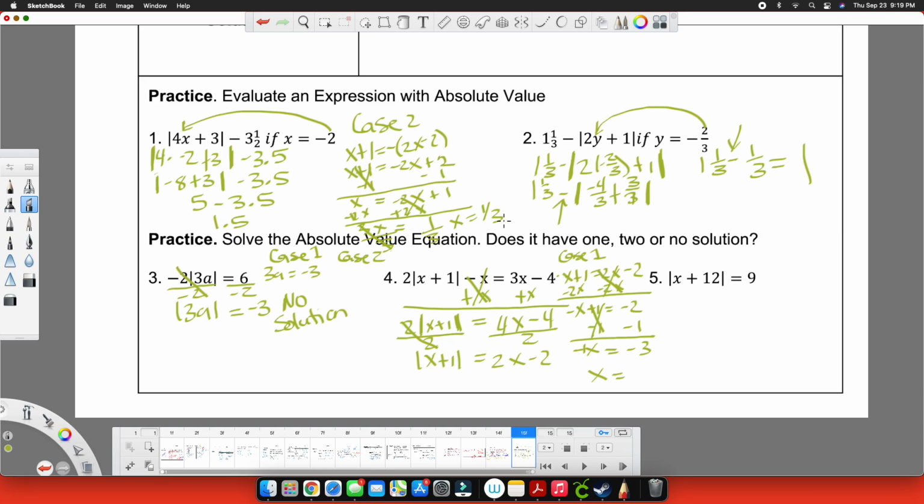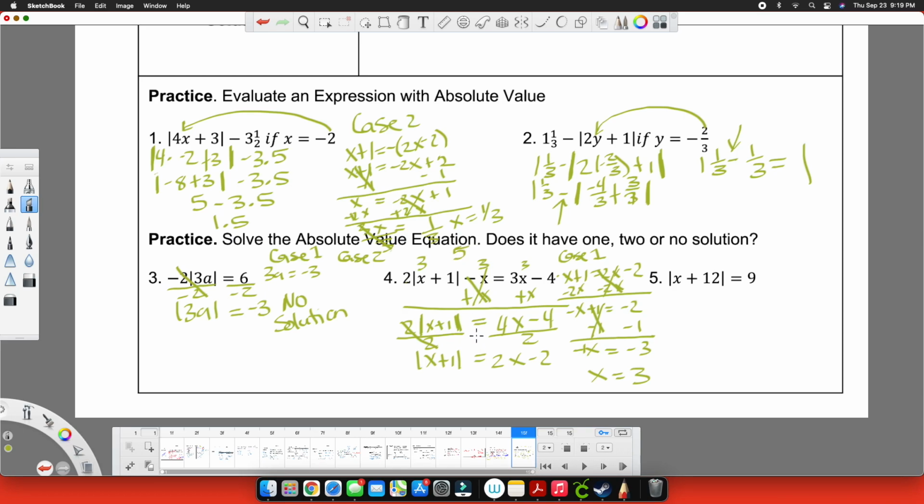I forgot to distribute the negative sign. So you want to make sure you go back and make sure it all works correctly. Why did the 3 disappear there? That's interesting. So if I plug in 3 for all of these x's, then I would have 3 plus 1, which is 4, times 2, which is 8. 8 minus 3 is 5. So the whole left side equals 5 there.